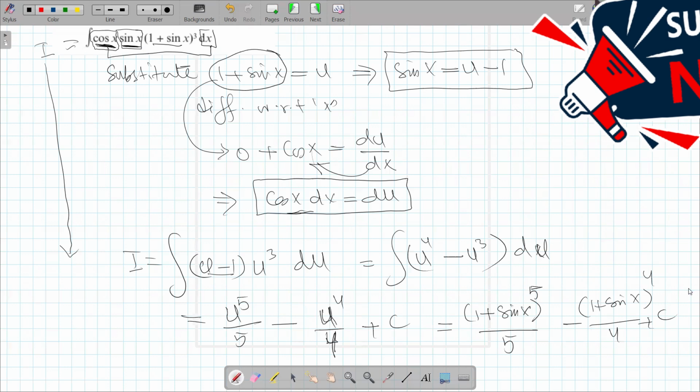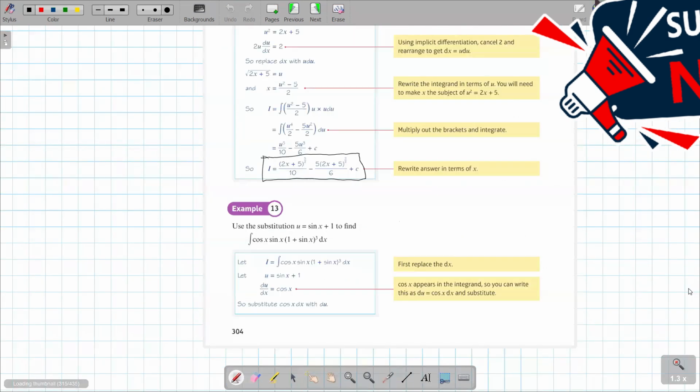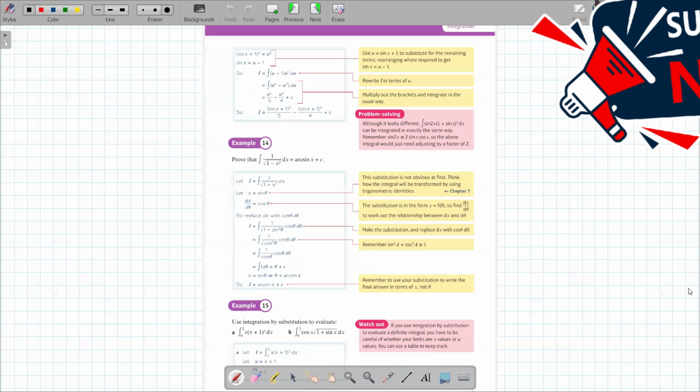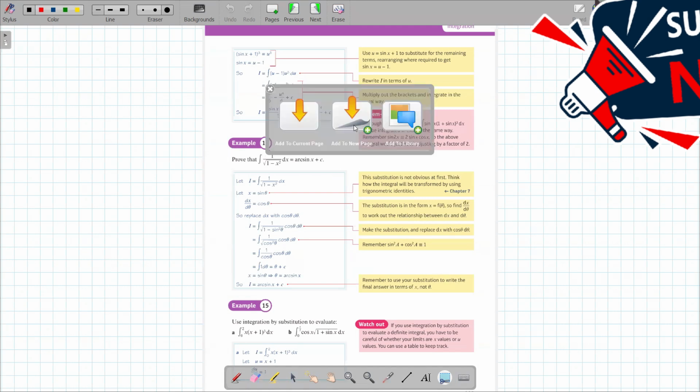Clear? Nice. Got it. Now let's move to the exercises, or should we do anything else? That looks difficult. Should I explain this question? Should I do this question? Yeah, let's do it. Add to the new page.